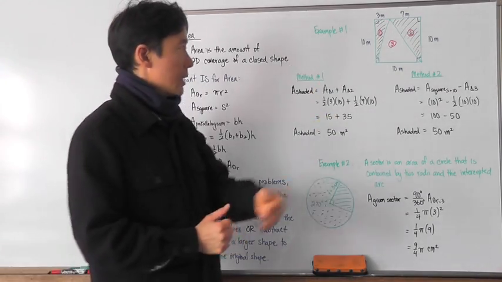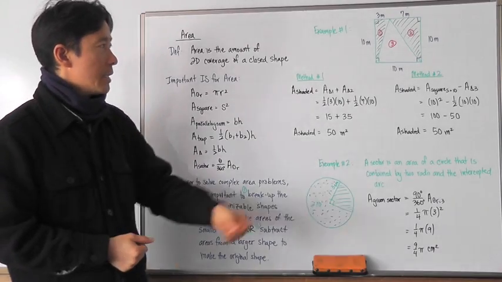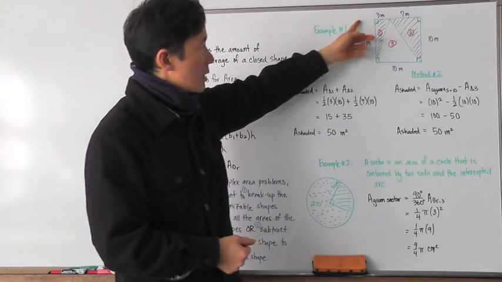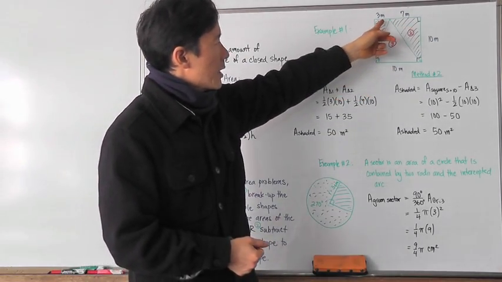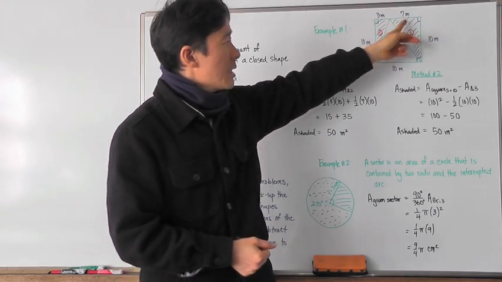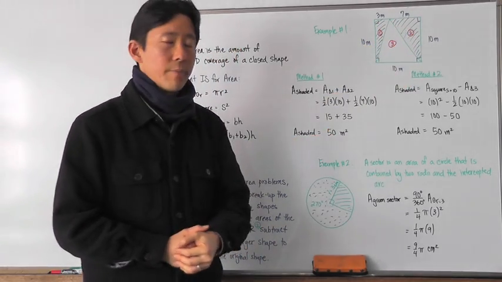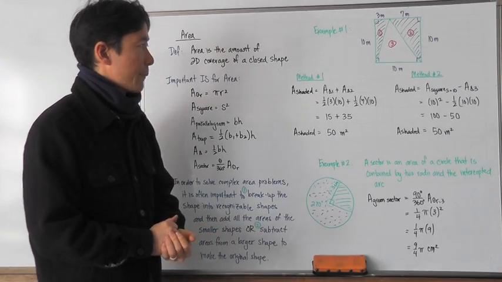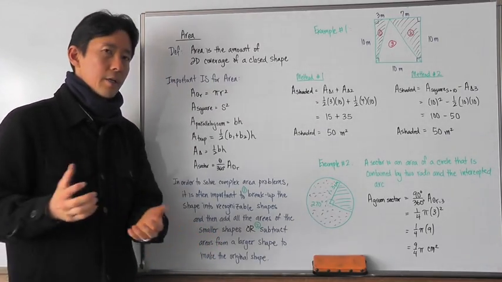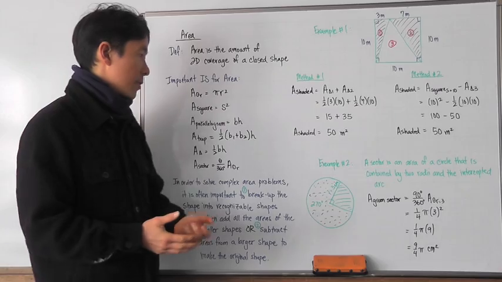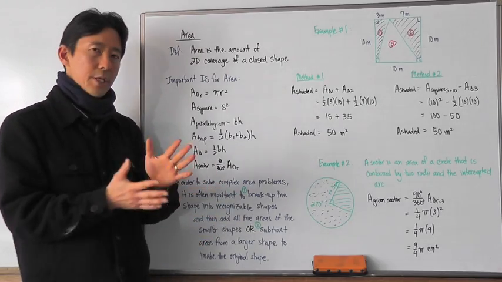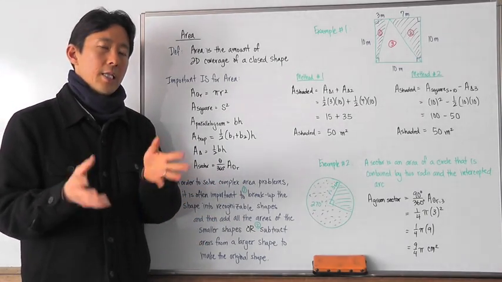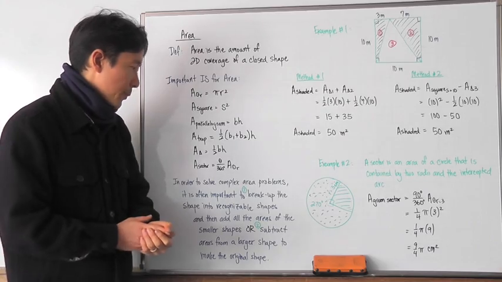So let's take a look at example 1 here. Here is what looks to be a shape that has this part here that's shaded and that part there is shaded, and we want to find the total area of the shaded parts. So we're going to take a look at how to approach this problem from both method 1, where we break up the shape into recognizable shapes, then add the areas that we're looking for.